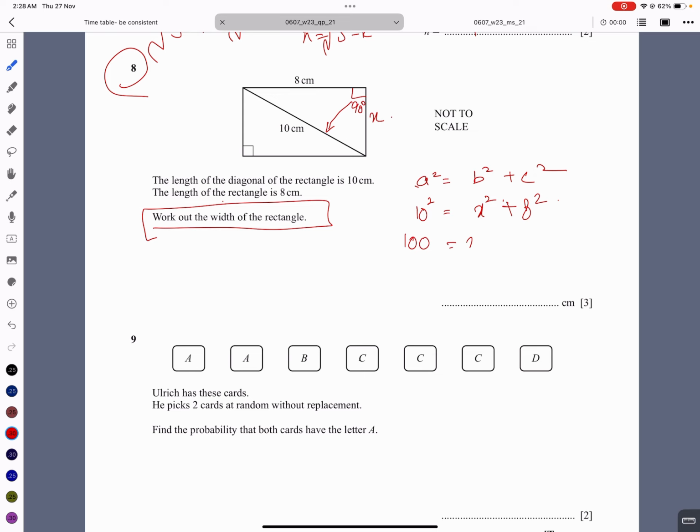So 100 is equal to x square plus 8 square, which is 64. 100 minus 64 will give you 36. And you take the square root on both sides. This will cancel with this one, and you will get 6.